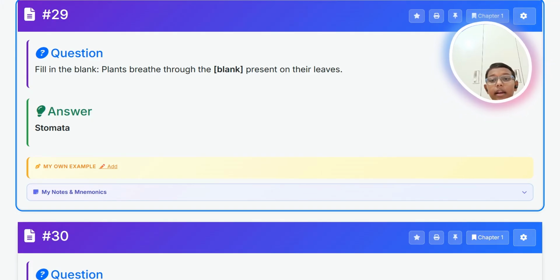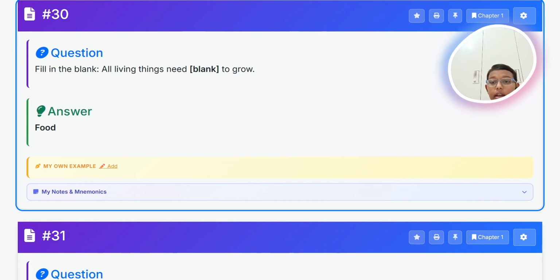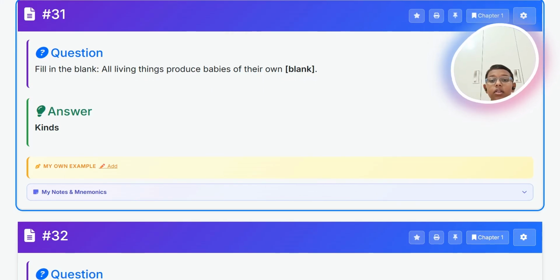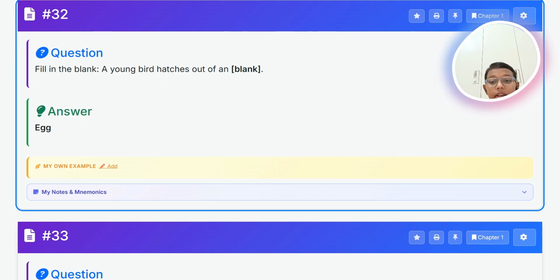Fill in the blank. Plants breathe through the blank present on their leaves. Answer: stomata. Fill in the blank. All living things need a blank to grow. Food. Fill in the blank. All living things produce babies of their own kind.